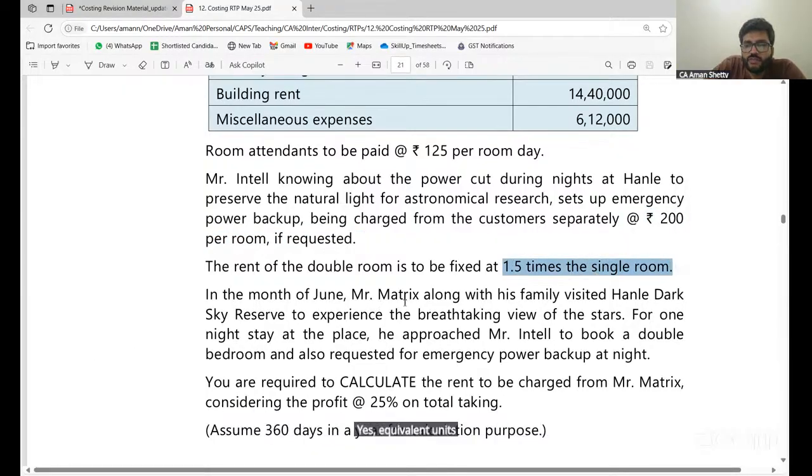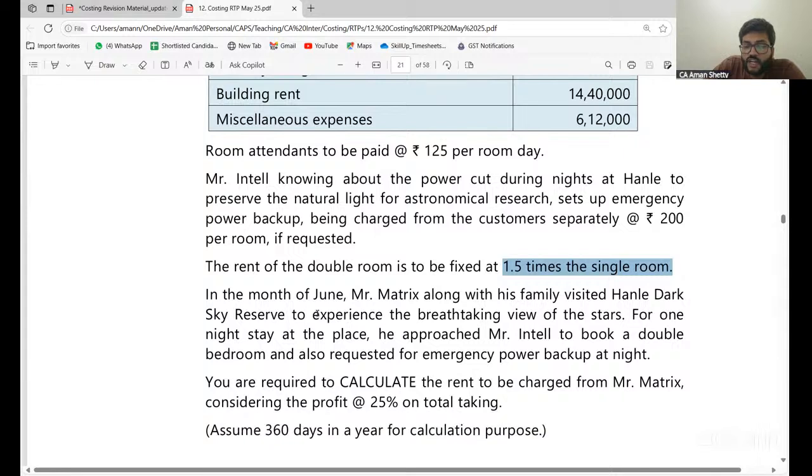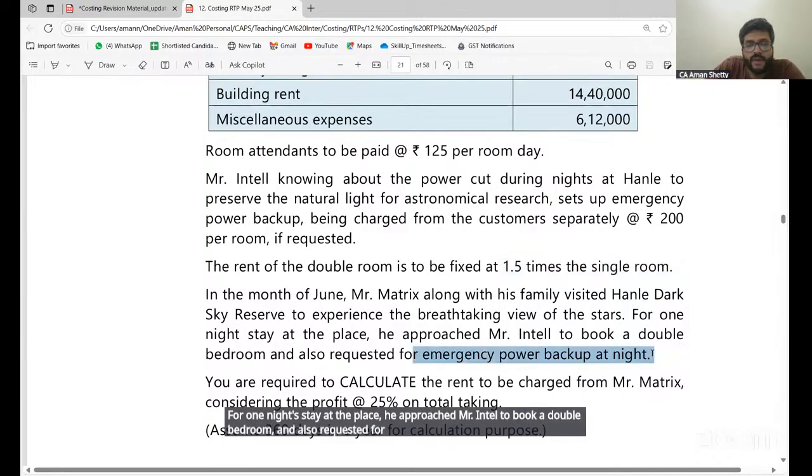In the month of June, Mr. Matrix, along with his family, visited the Hanley Dark Reserve to experience a breathtaking view of the stars. For one night stay at the place, he approached Mr. Intel to book a double bedroom and also requested emergency power backup at night.